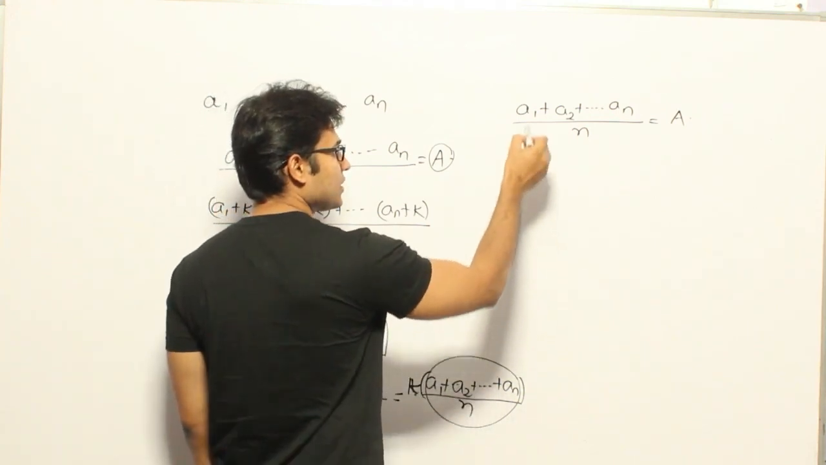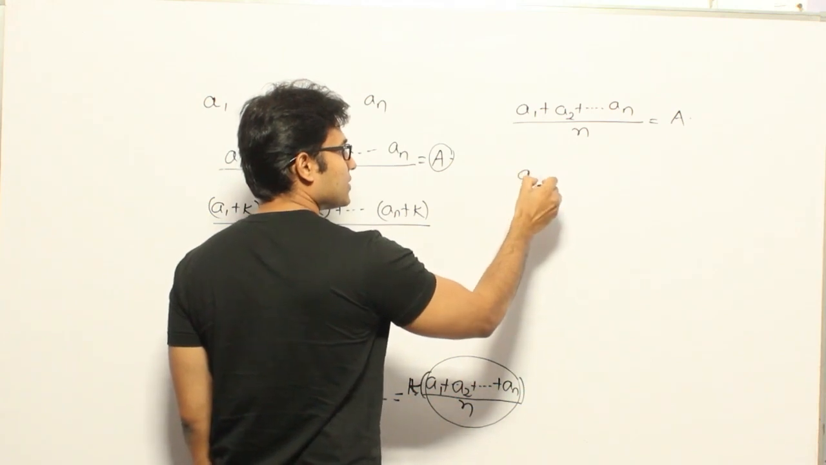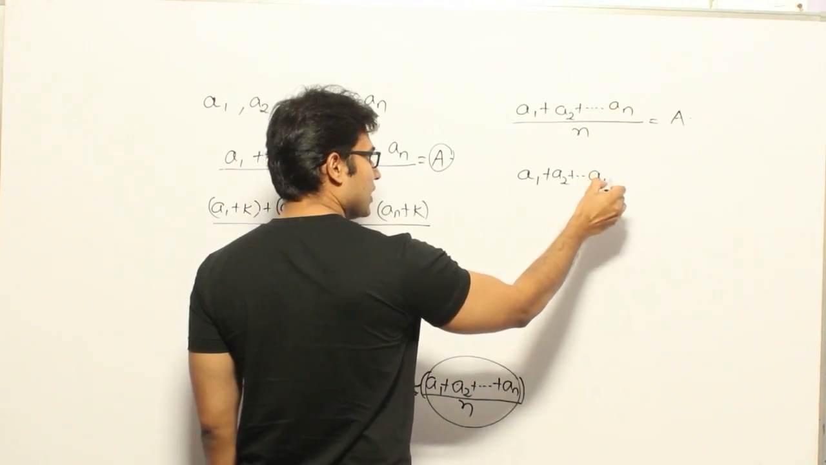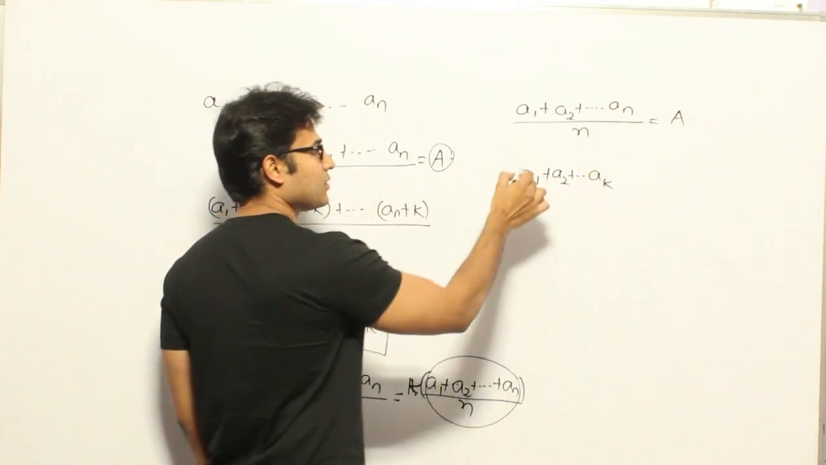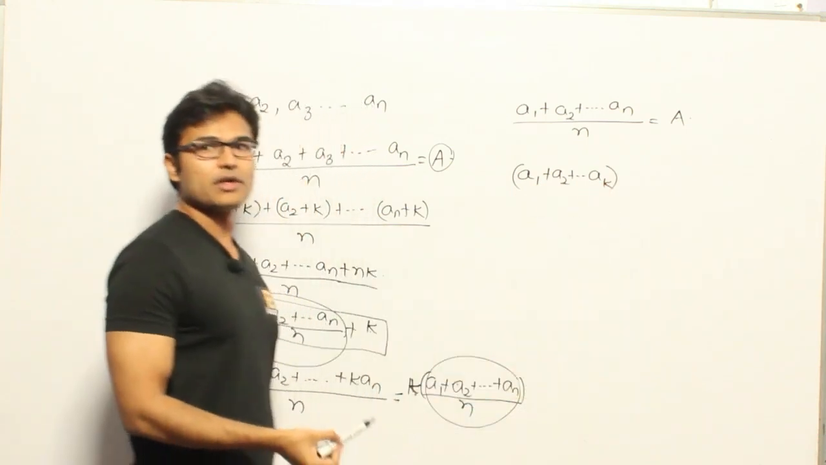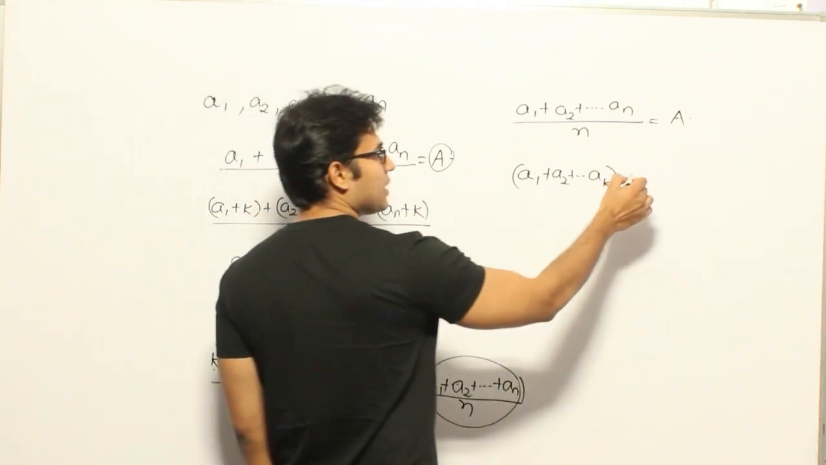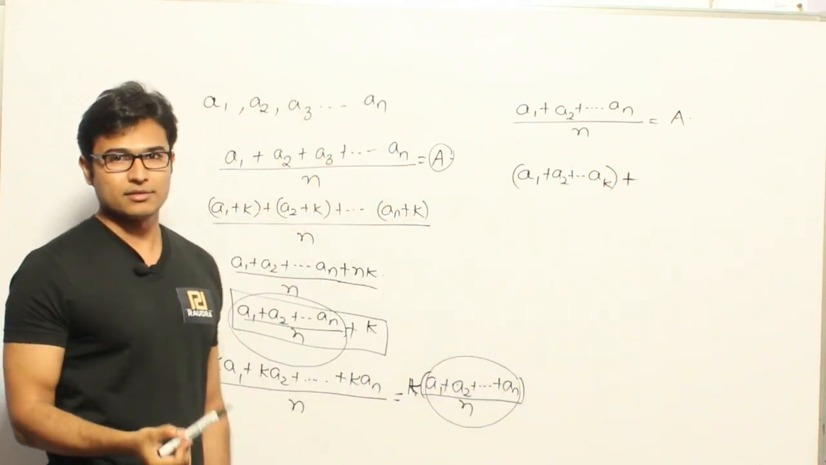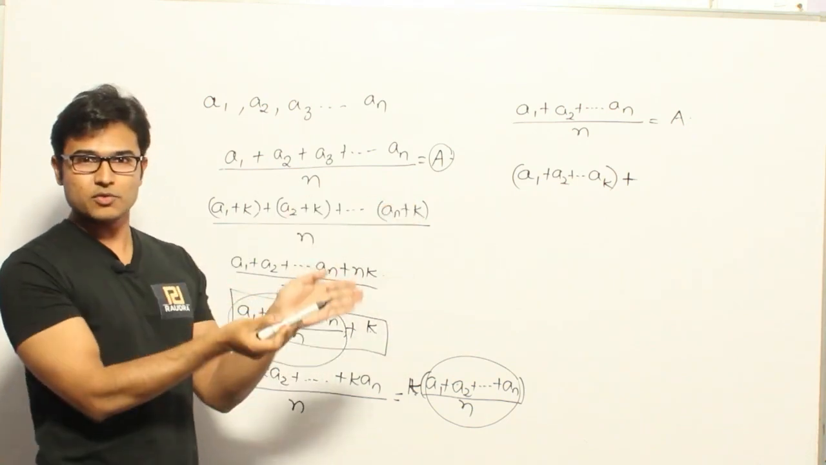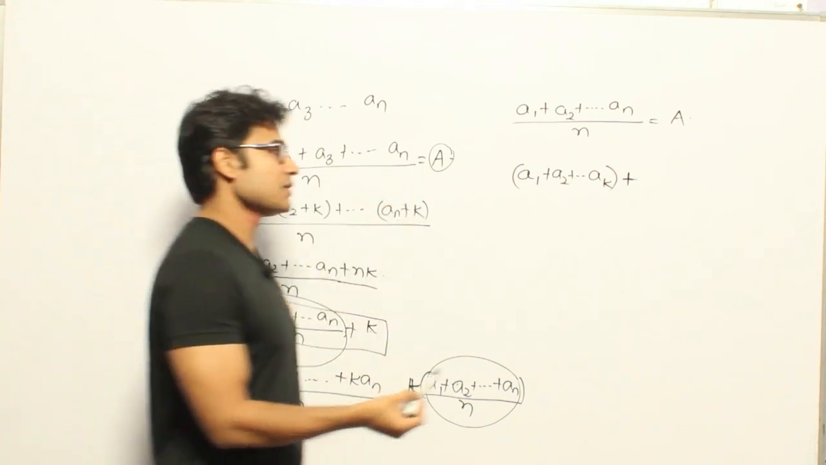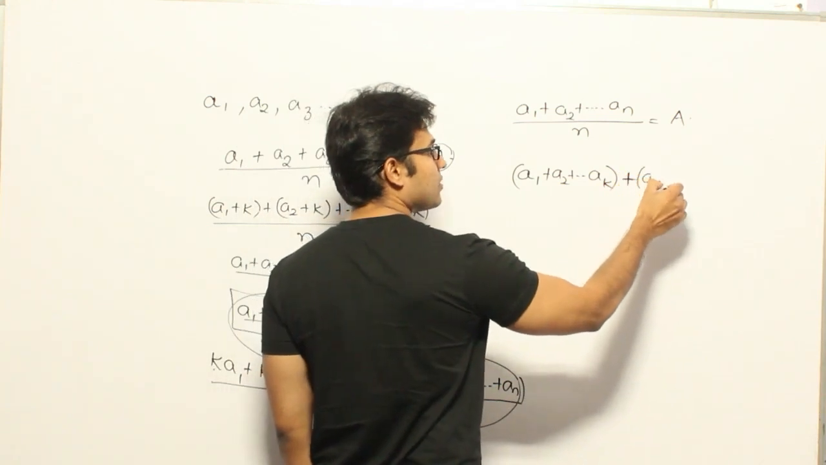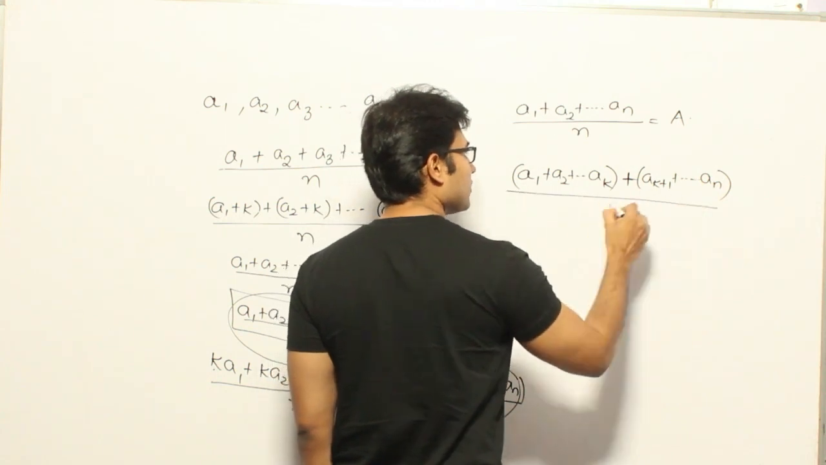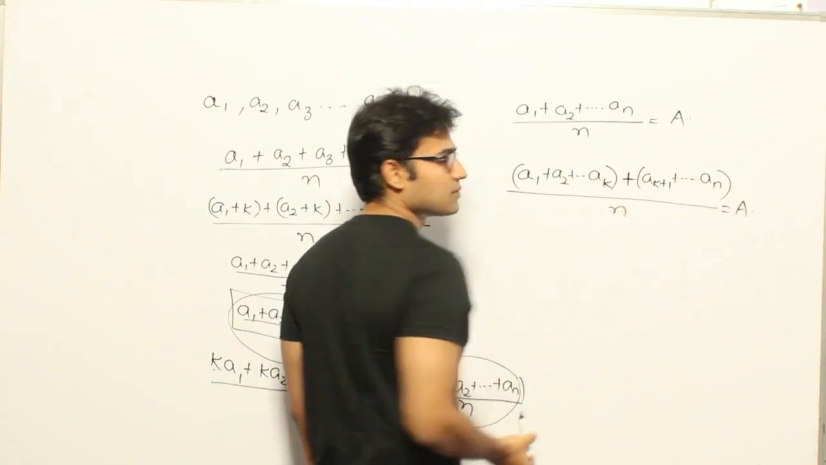So what I mean to say is, now I can divide it like this: a1 plus a2 plus so on plus ak. K items I can group together and call it a group, and the remaining items. So how many items will be there? If the total items are n, out of which k items I group together, the remaining items are going to be n minus k, which means a(k+1), so on, an, right, divided by n is going to be your actual average, right?